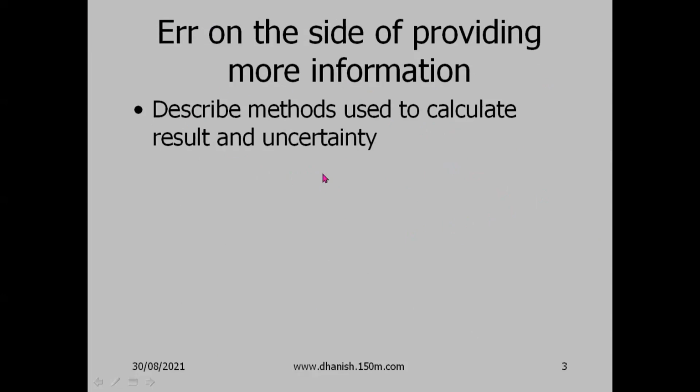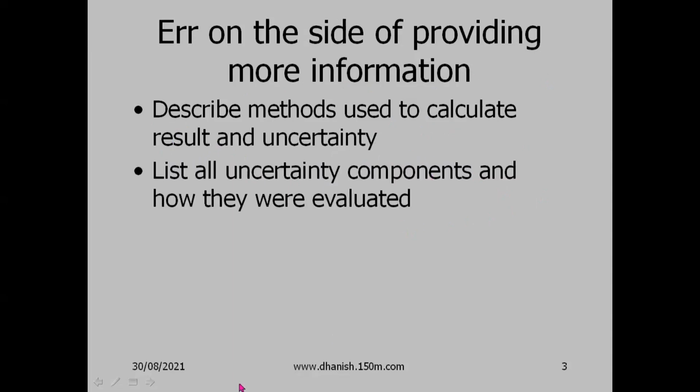Describe methods used to calculate the result and uncertainty. How did you calculate the result? How did you calculate the uncertainty? So describe how you did that. List all uncertainty components and how they were evaluated. So here the general equation, and here each component, how they were calculated.